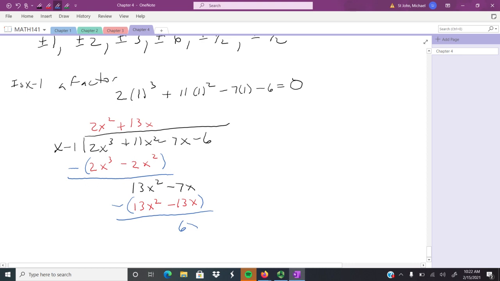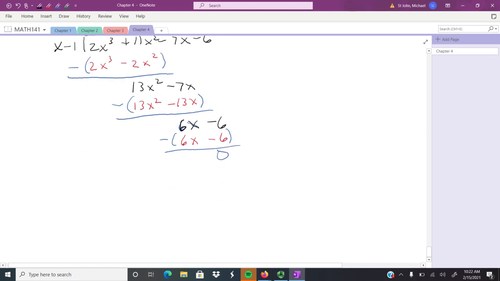This will give me 6x. Bring down the 6. And then we need to multiply x by 6 to get 6x, so plus 6. So this will be 6x minus 6. Then we want to subtract, and the result here is 0. So we get 2x squared plus 13x plus 6.